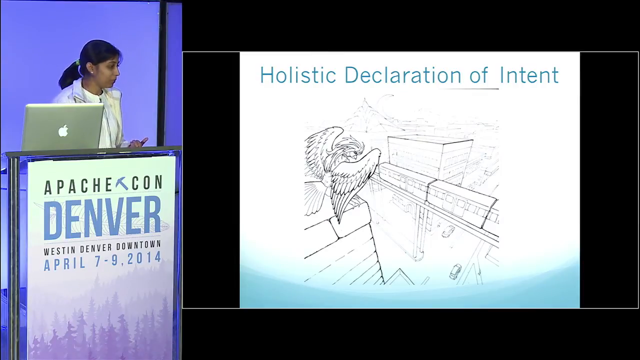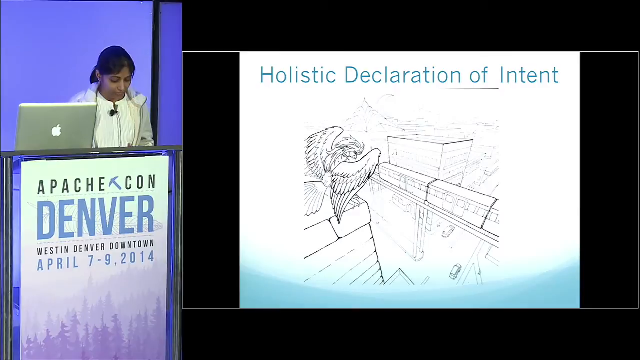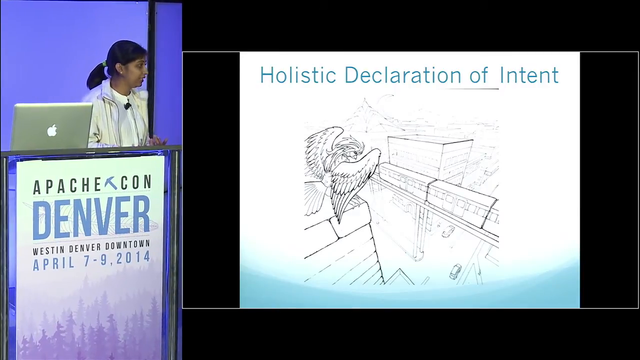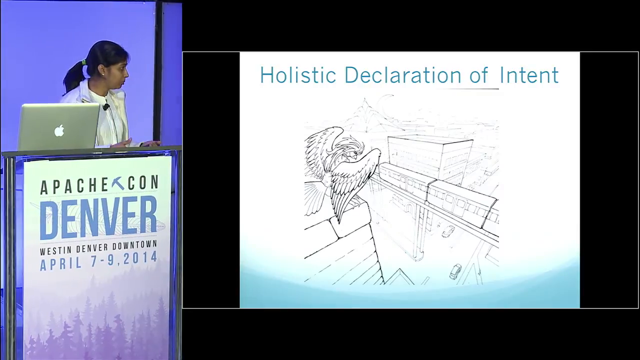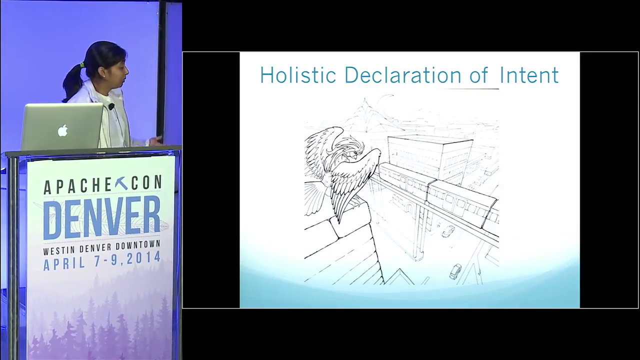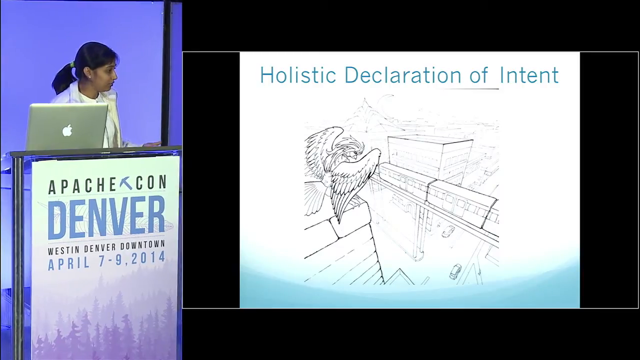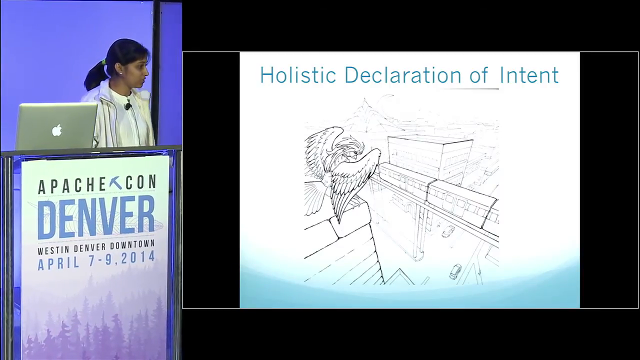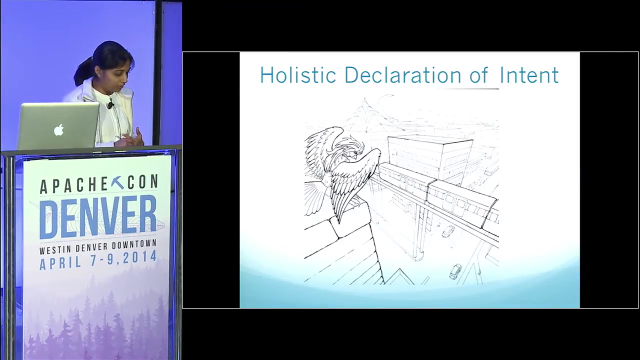So Oozie provides the gating on the data being available, and you can define a coordinator which basically runs every hour, and you can define what the input data sets and the output data sets are, and you'll be able to achieve the data pipeline using Oozie as well. Then why are we trying to develop a new system, a new platform, if we have one available, right? There are a few shortcomings.